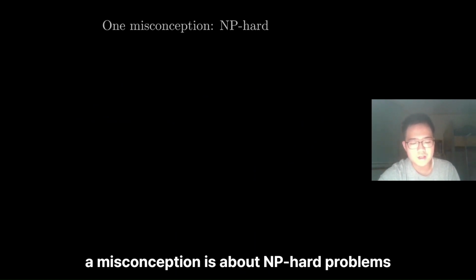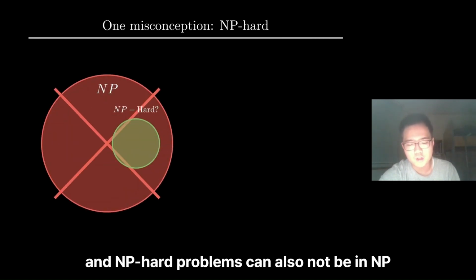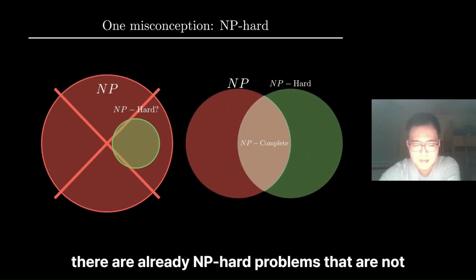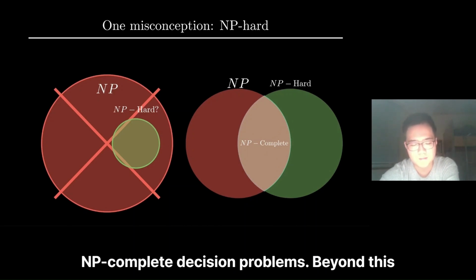A misconception is about NP-hard problems, which do not require the problem to be in NP. There are also NP-hard problems that are not NP-complete, such as optimization versions of NP-complete decision problems.